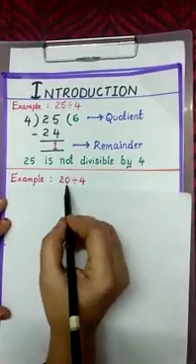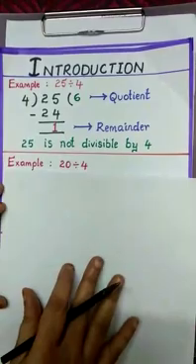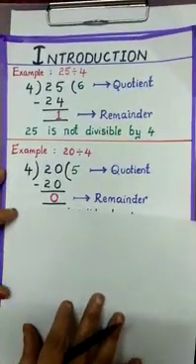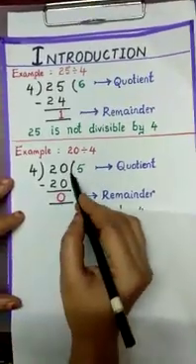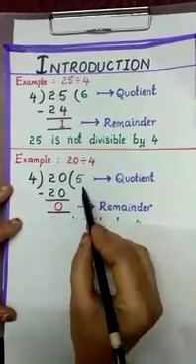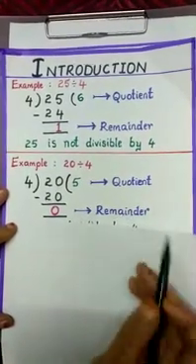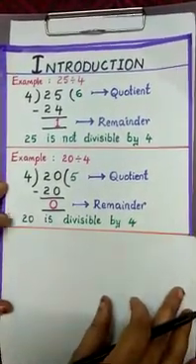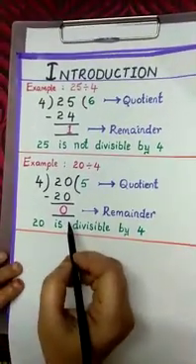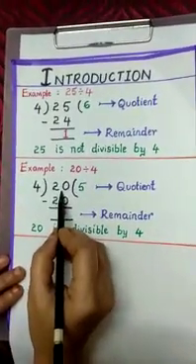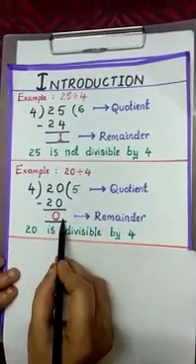Suppose you take a number 20. Is 20 completely divisible by 4? Let us see. If you divide 20 by 4, 4 fives are 20, 20 minus 20 is 0. Here 5 is the quotient and it leaves remainder 0. It means 20 is divisible by 4. So from this what do you understand? When a number is completely divisible by another number, it leaves 0 as remainder.